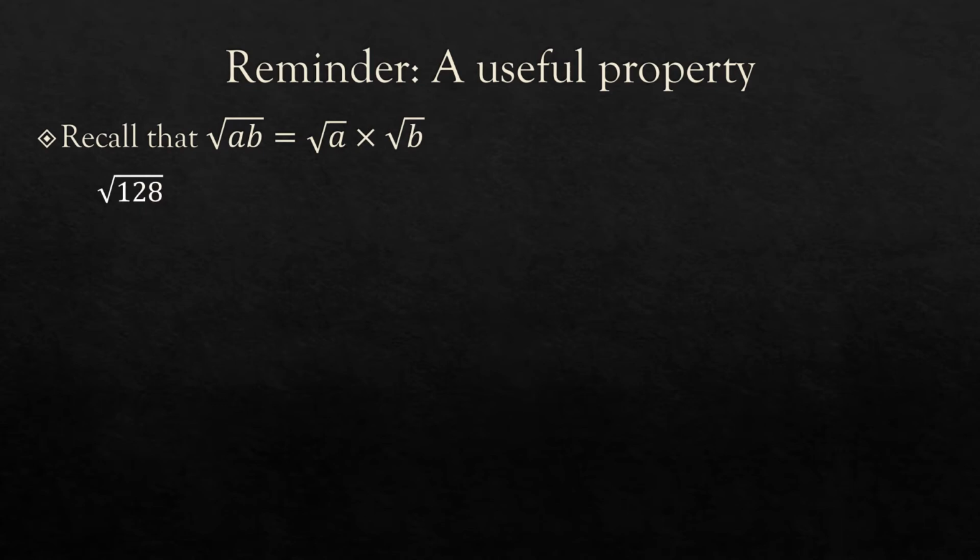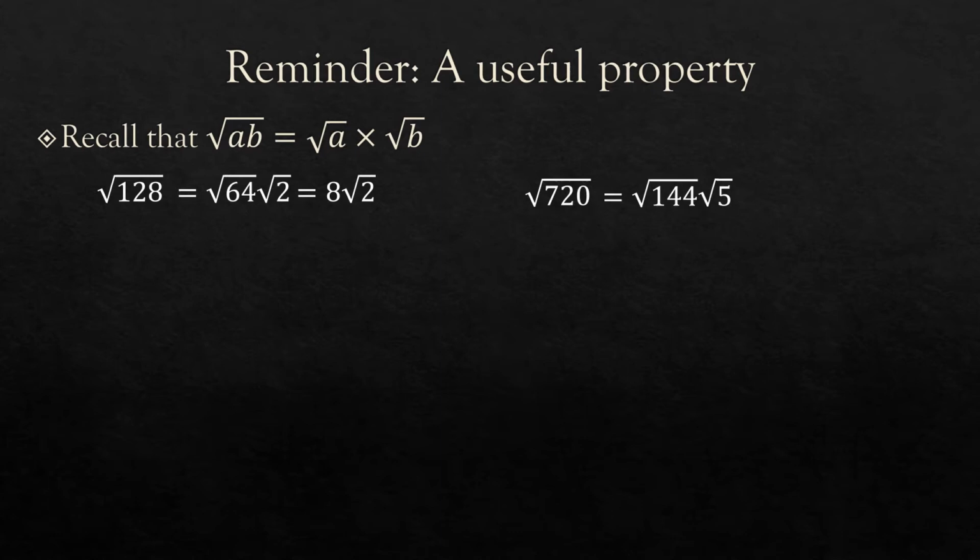For example, if I had the square root of 128, I could write this as the square root of 64 times the square root of 2, because 64 times 2 is equal to 128. However, 64 is a perfect square, so I could write this also as 8 times the square root of 2, or 8 root 2. Similarly, if I had the square root of 720, I could write this down as the square root of 144 times the square root of 5, or 12 root 5.